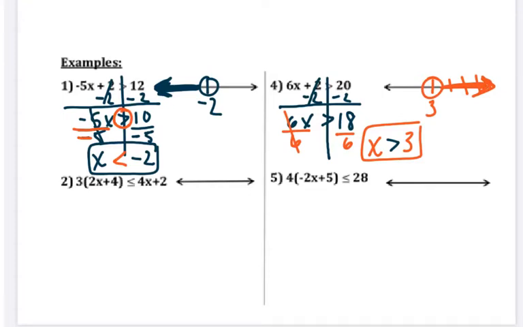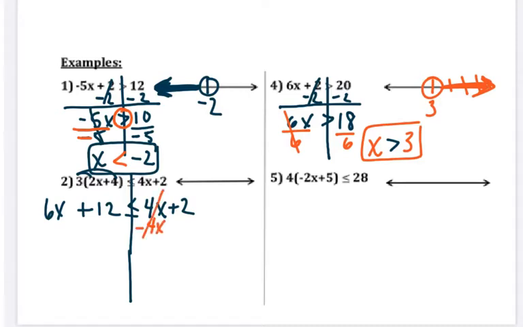Last one, same thing. This one's just a little bit bigger. In number 2, I have parentheses, just like the very first one we did on this page. 3 times 2 is 6 with an x. 3 times 4 is a positive 12. I just bring down the right side because there are no parentheses there. I need to move my letter to the left, so I'm going to subtract 4x. That leaves me with 2x plus 12 is less than or equal to 2.